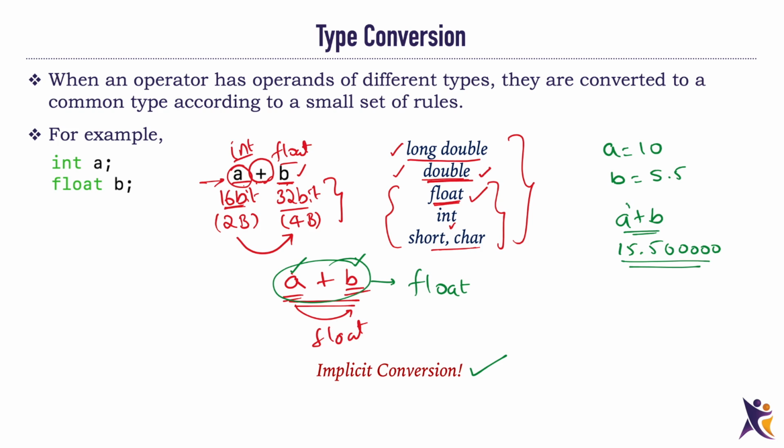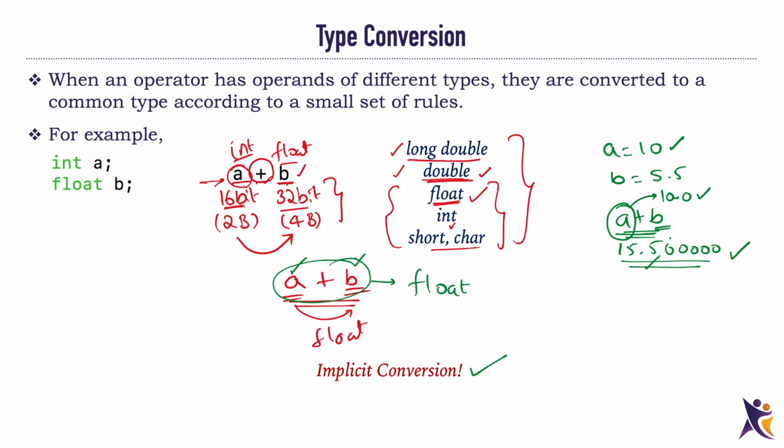Here you should observe that a is implicitly converted to floating point number, right? This will be represented as 10.0 after conversion to floating point number. Initially it was 10, but after converting it has become 10.0, and 10.0 will be added to 5.5 to give the result 15.5, right?